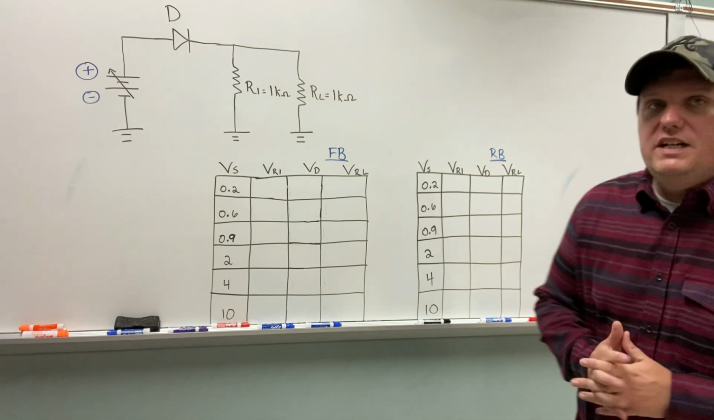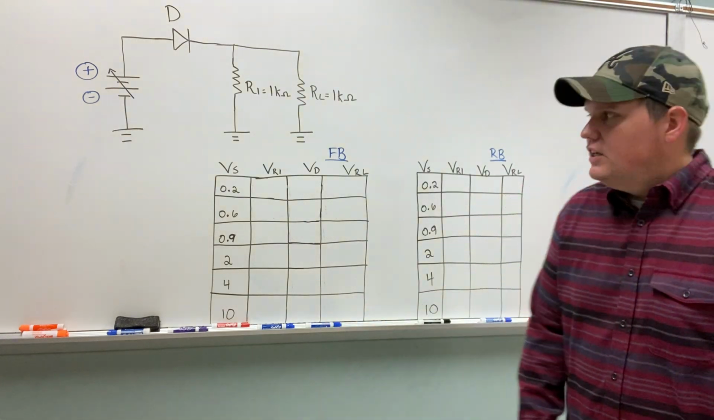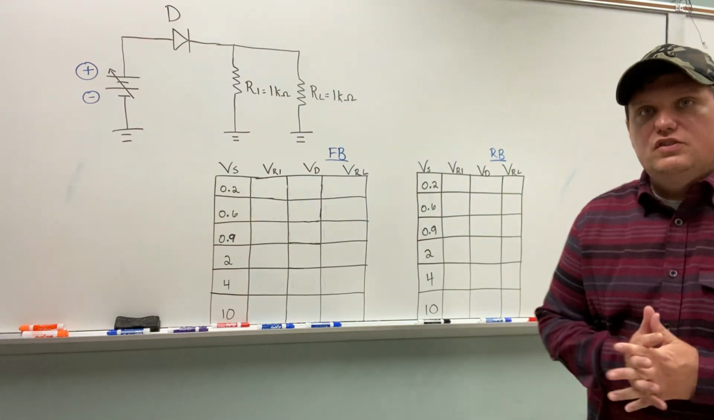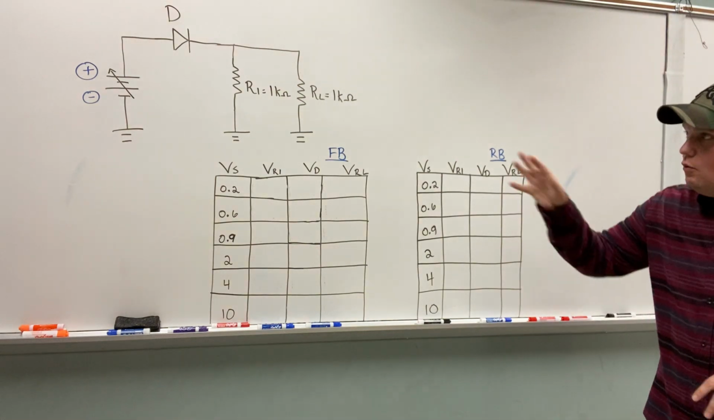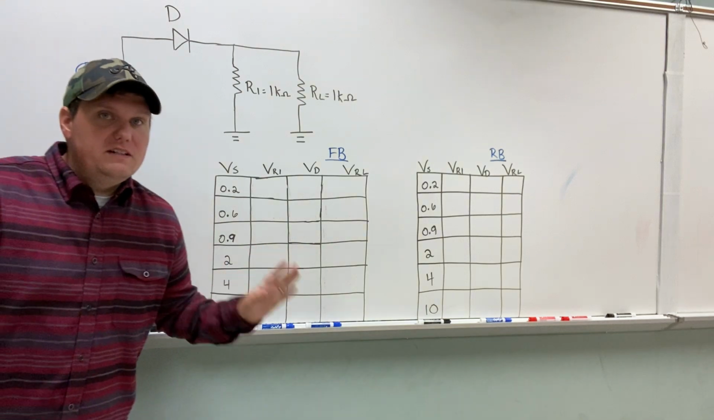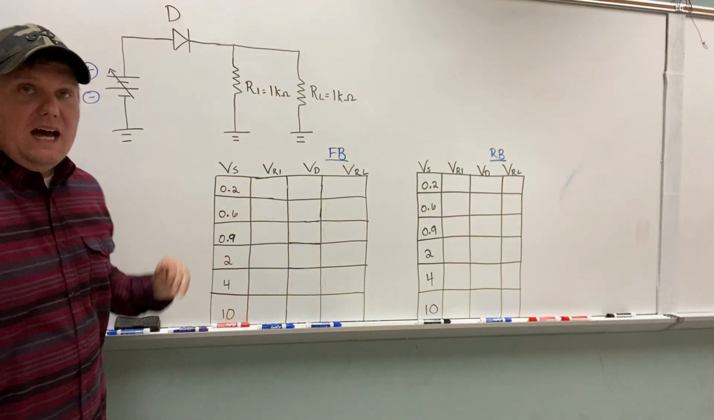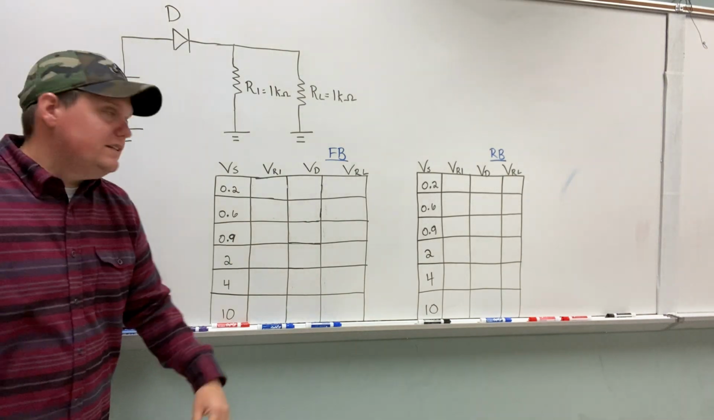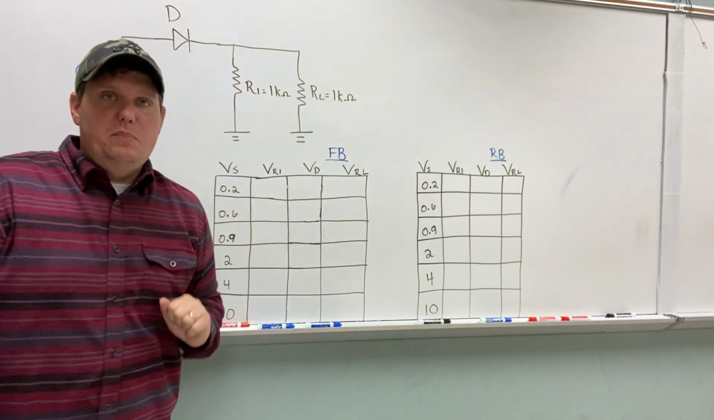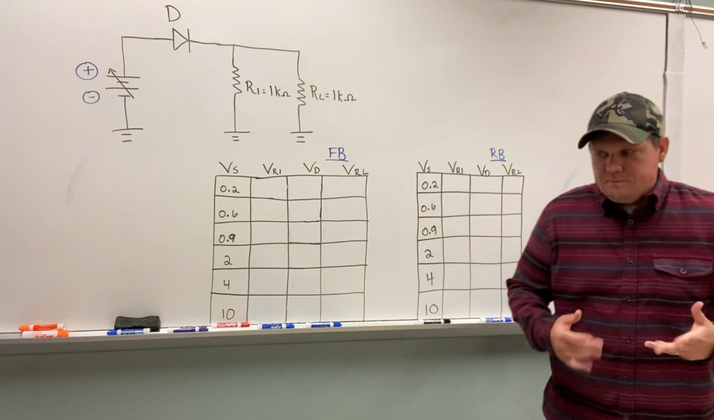So this is the last video that we'll do in this series as far as DC circuits and diodes go. What I did here was a slightly different circuit configuration. I moved the diode to the front of the circuit, and then I have R1 and RL in parallel with each other.